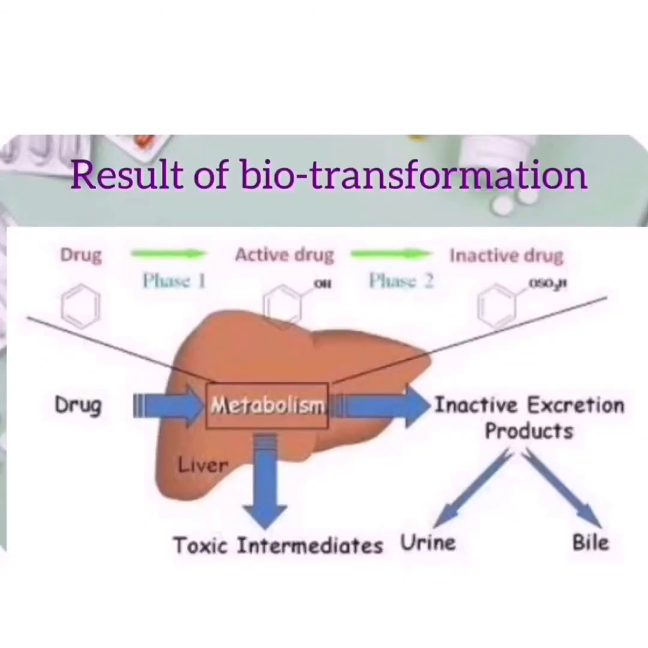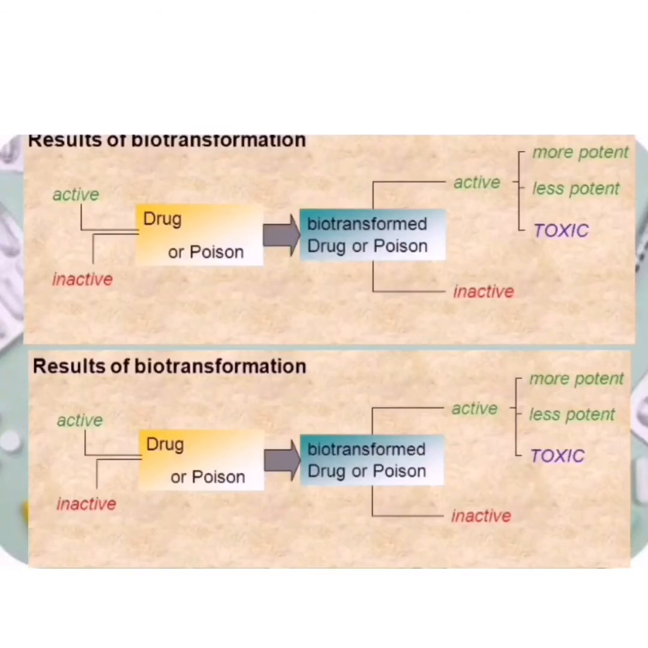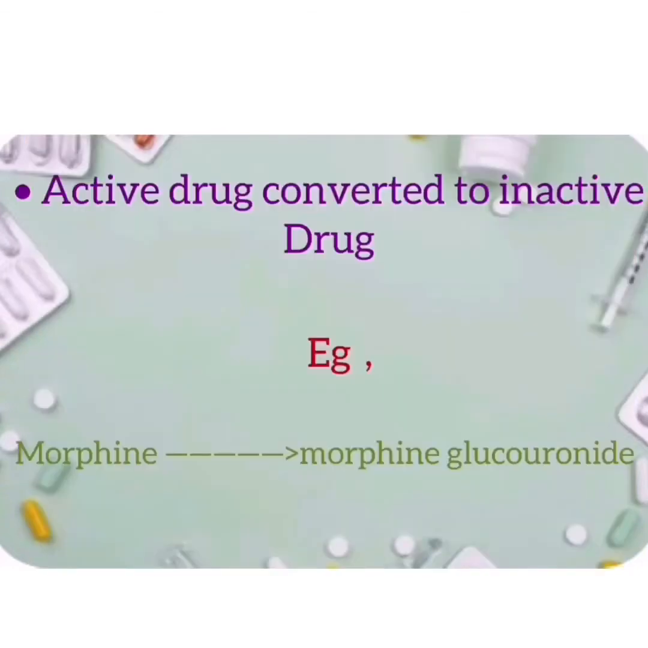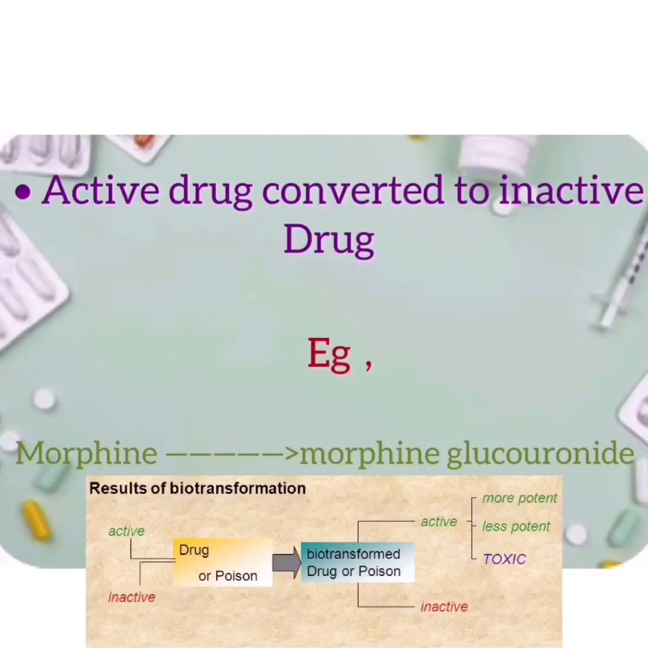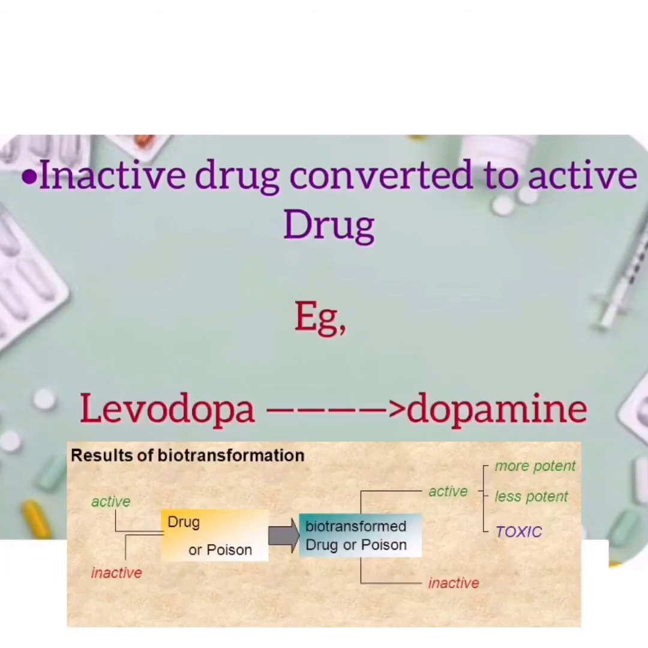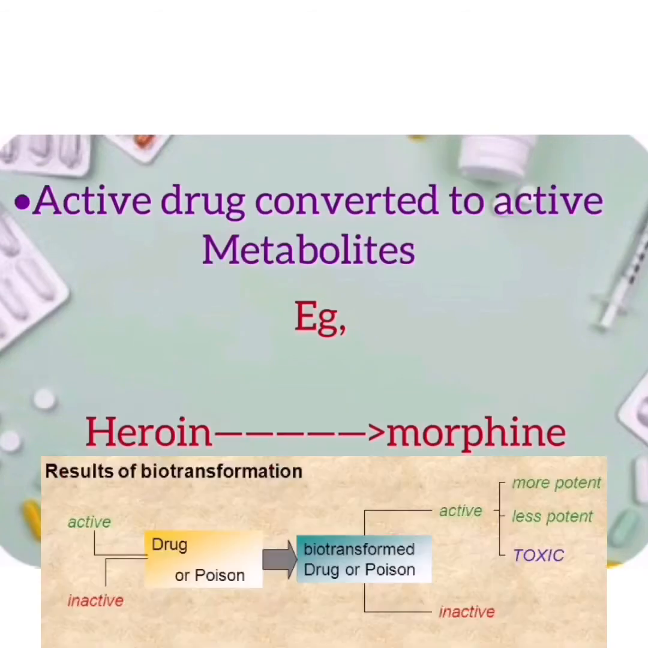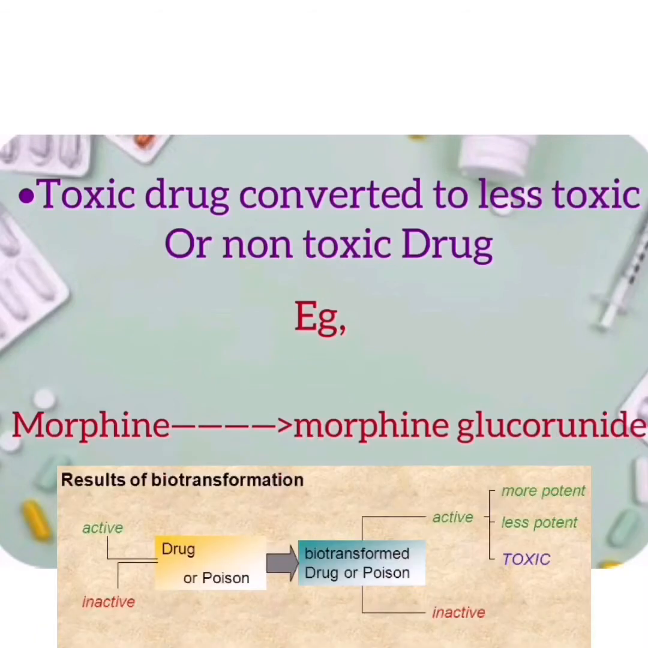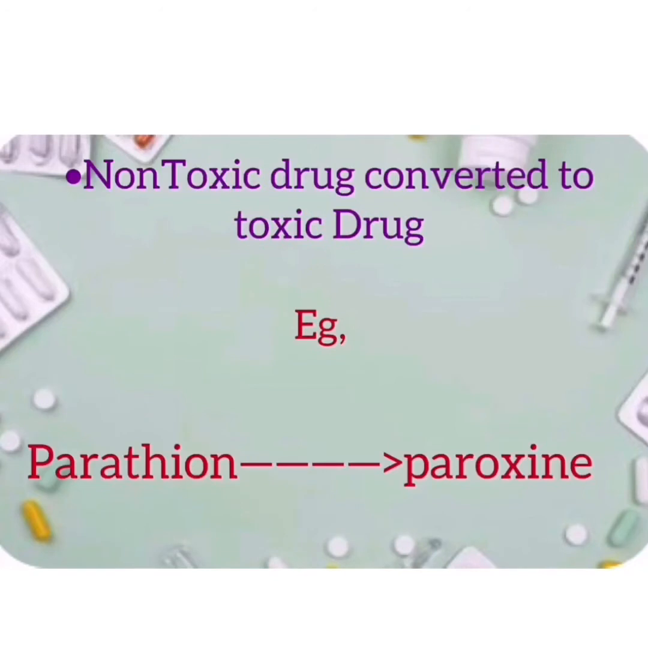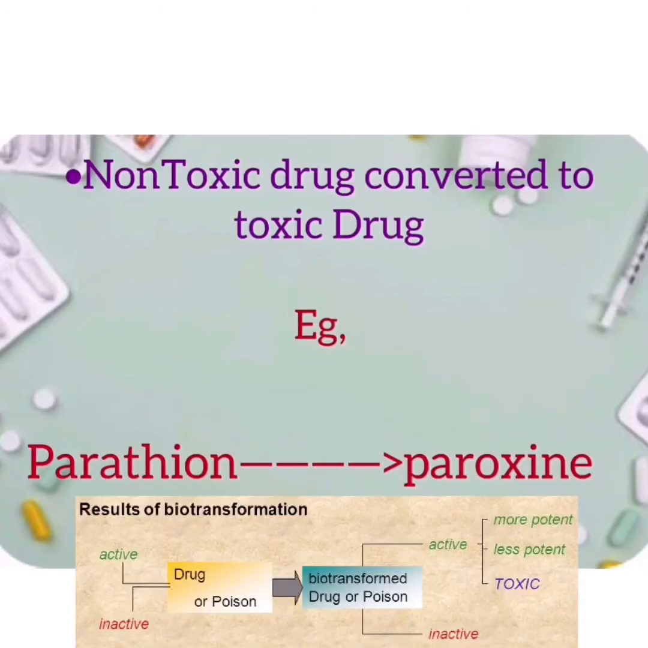The result of by transformation either is going to be active or non-active. Active drug converted to inactive drug, for example, morphine converted to morphine glucuronide. Inactive drug converted to active, like levodopa to dopamine. Active drug converted to active metabolite, and toxic drug converted to less toxic or non-toxic. Non-toxic drug converted to toxic drug.